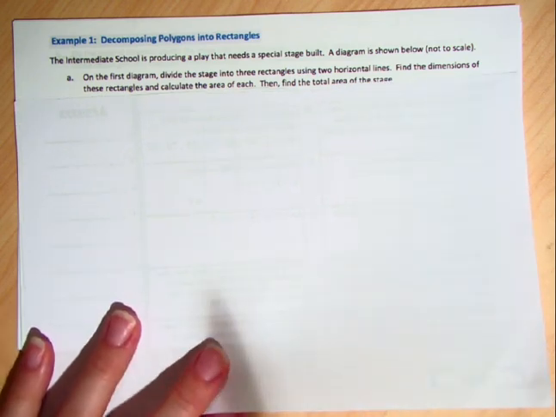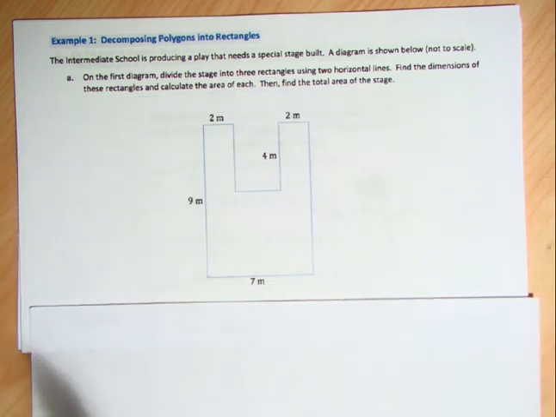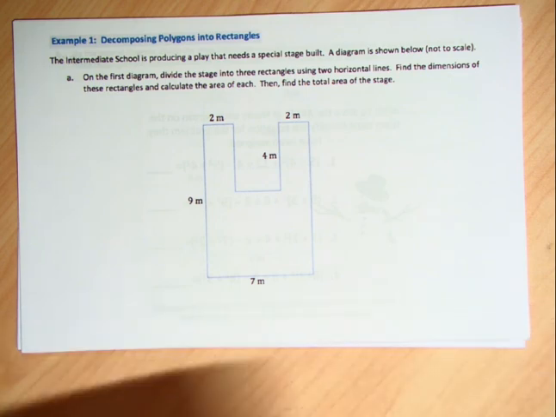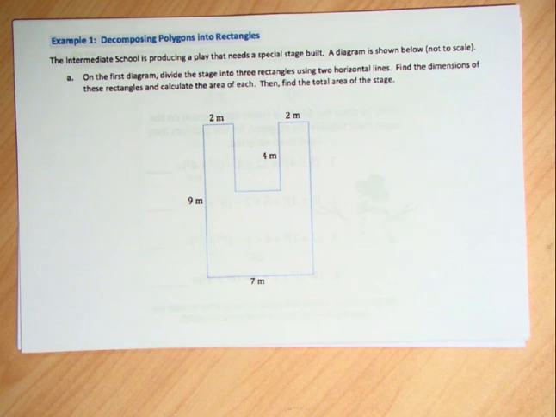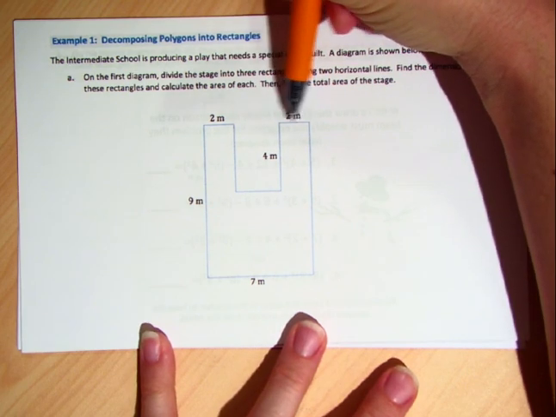The intermediate school is producing a play that needs a special stage built. A diagram is shown below, but not to scale, meaning if it's 2 feet, it might not be comparative to that. Here is the stage, and something that's important, we're going to be finding some unknown measurements, and when we find them, you can't get your ruler out and measure, because it's not to scale. So this is not truly 2 meters, it's just representing 2 meters.